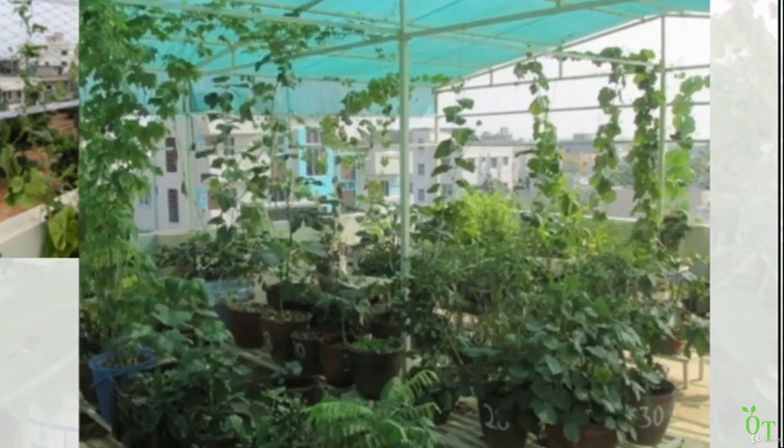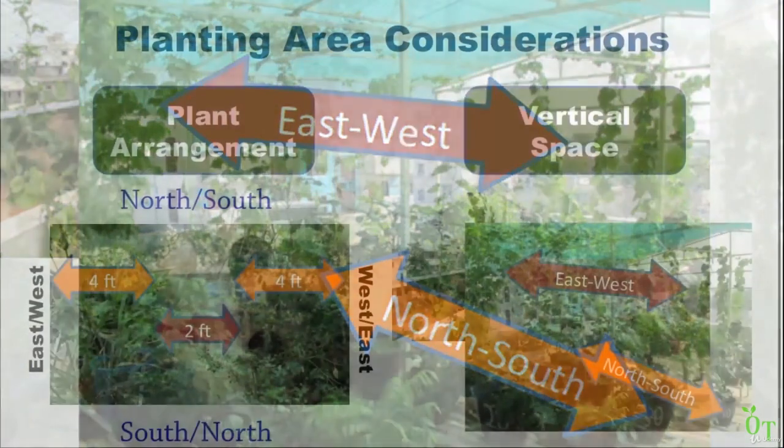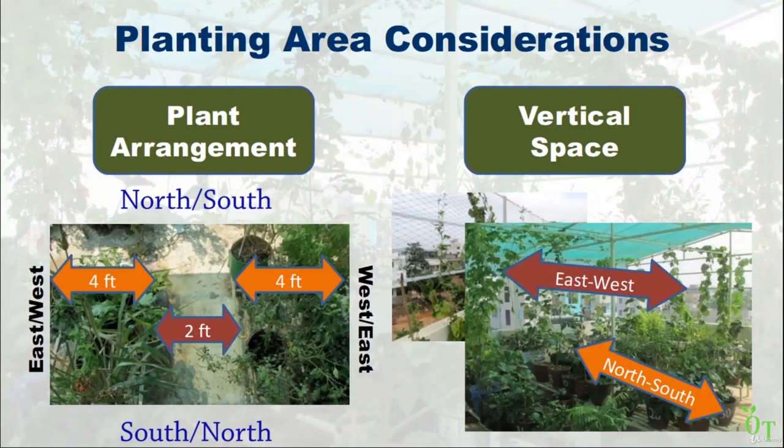But if you are planning to grow in multiple levels in your garden, then the vertical space should be aligned in east-west direction. Else, it will block sunlight to other plants on the ground. So in effect, your rows of plants on the ground are aligned in a north-south direction, while the vertical trellis is aligned in an east-west direction.